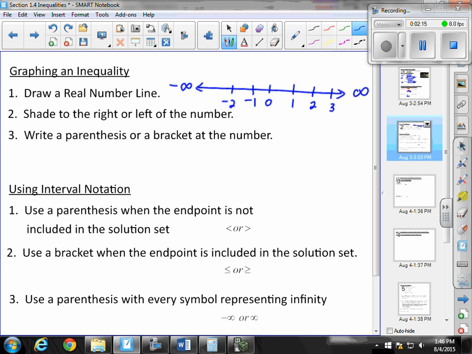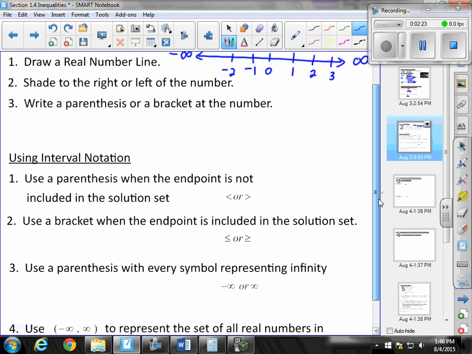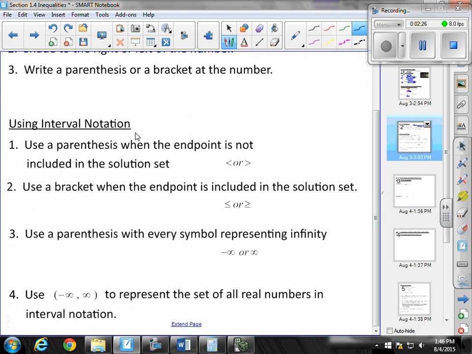You're going to shade to the right or left of the number, and you're going to use a parenthesis or a bracket at the number in your inequality. And we'll do some examples in a minute where you'll see what that looks like.